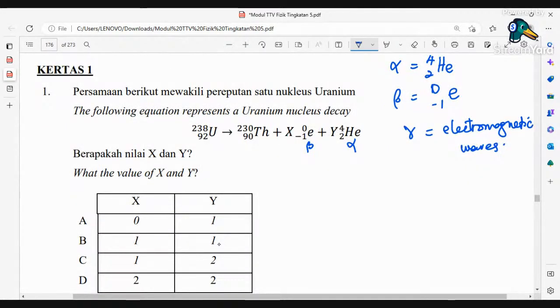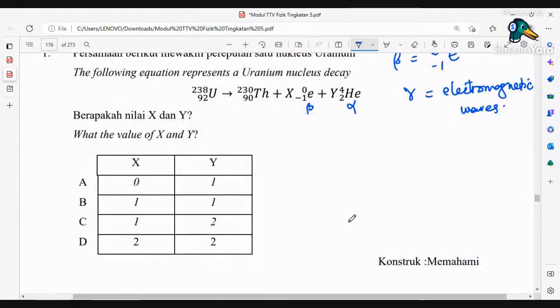So actually this one can be solved by mathematical operation. As we know, the nuclear number left and right must be balanced. Same thing, the proton number left and right must be balanced. So if I write it in the form of a mathematical operation, it becomes 238, the nuclear number first, equals 230 plus x times 0, 0 plus y times 4, which means 4y. Okay, so from here I get 4y equals 8, then y equals 2.